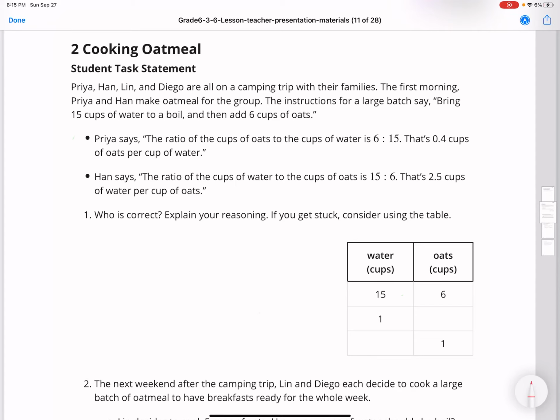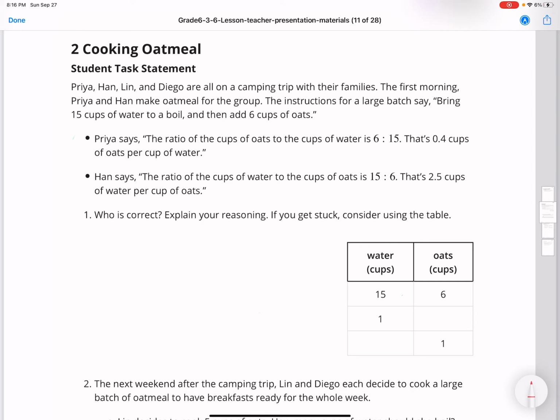It starts off with saying Priya, Han, Lynn, and Diego are all on a camping trip with their families. The first morning, Priya and Han make oatmeal for the group. The instructions for a large batch say bring 15 cups of water to a boil and then add 6 cups of oatmeal. Priya says the ratio of the cups of oats to the cups of water is 6 to 15. That's 4/10 cups of oatmeal per cup of water.